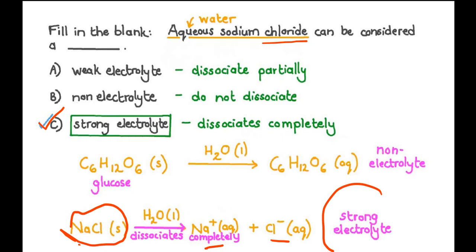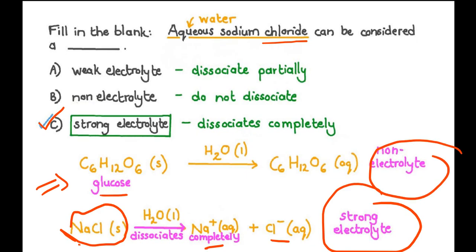But here you can see the example that I gave of glucose. Glucose is a non-electrolyte because when you dissolve it in water, it will just change state from solid to aqueous. That's all. It won't separate like that. So it's a non-electrolyte because it does not form ions.